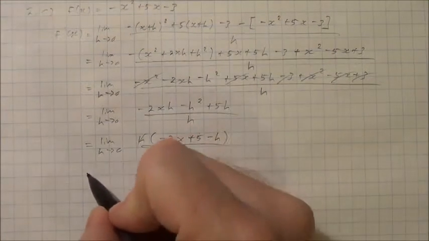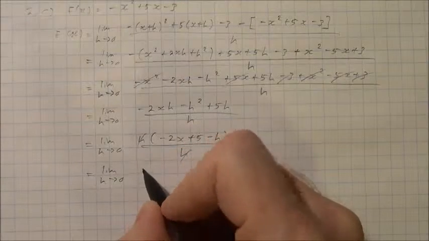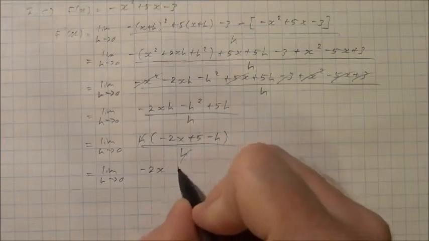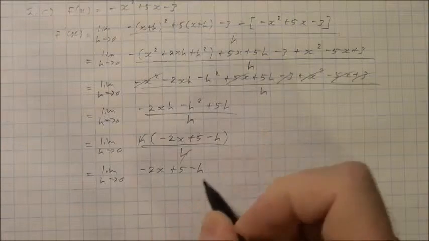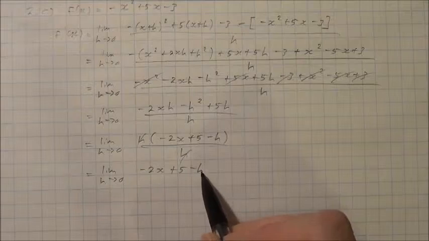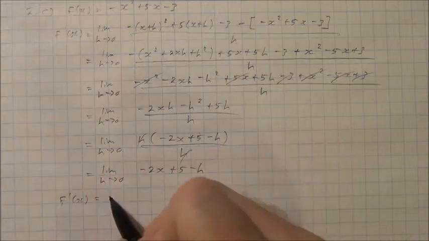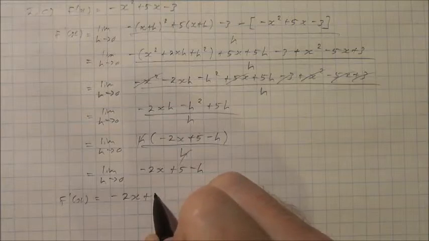Those h's we cancel. Still using the limit of, this time, negative 2x plus 5 minus h as h approaches 0. Now when we substitute in the 0 for h, we find that f prime of x equals negative 2x plus 5.